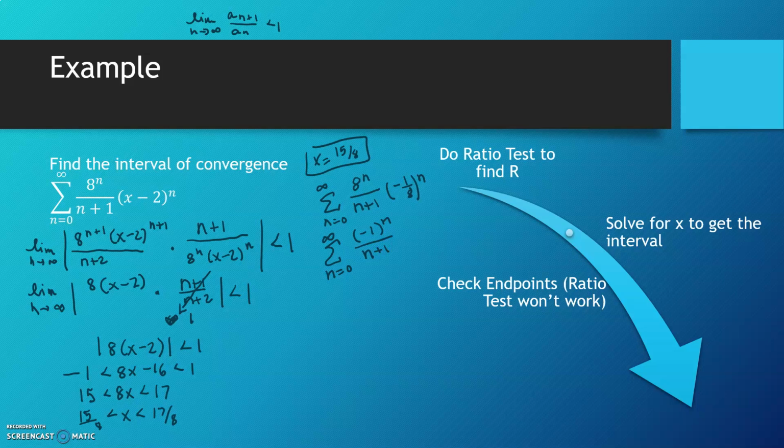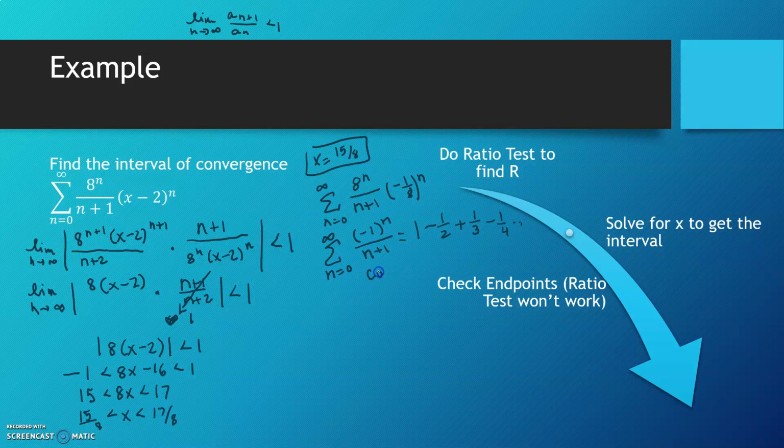Now, as I'm trying to decide what test to use, I notice this is an alternating series. So let's write out a few terms. If I plug in 0, I get positive 1. If I plug in 1, I get negative 1/2, positive 1/3, negative 1/4, etc. This is definitely going to converge.